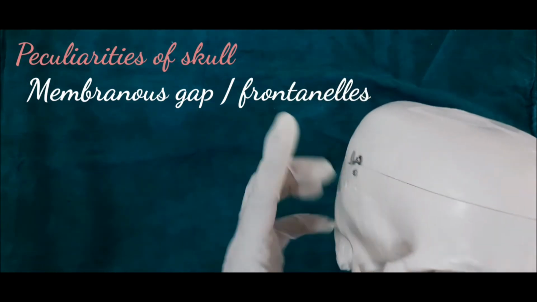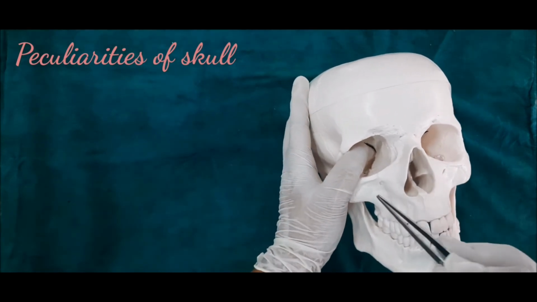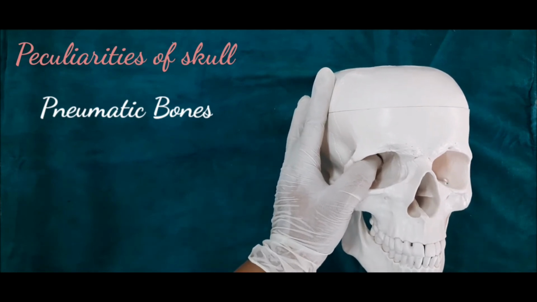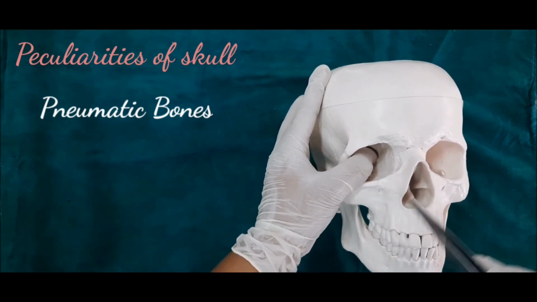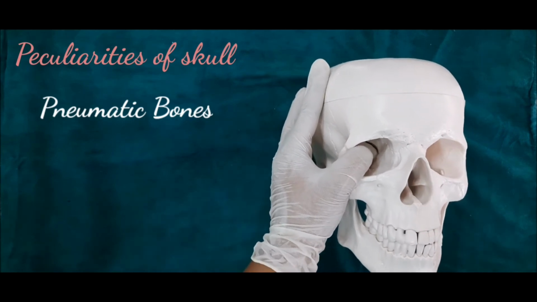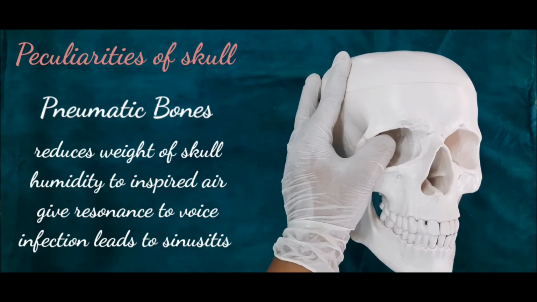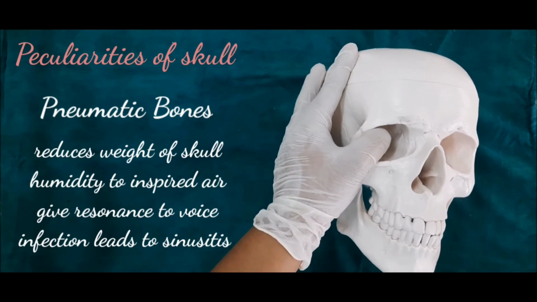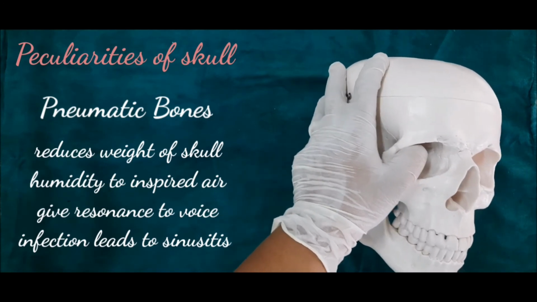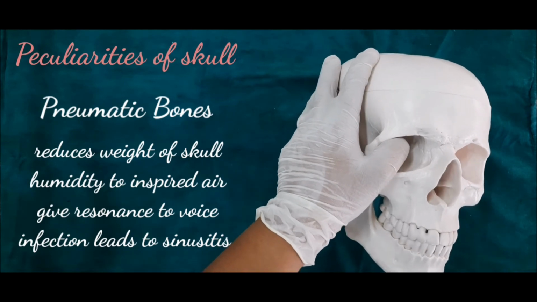Another peculiarity is that some bones like the maxilla and frontal bone have air cells within them, and because of the presence of these air cells, they are known as the pneumatic bones. The functions of these bones are that they reduce the weight of the skull, maintain the humidity of the inspired air, and give resonance to the voice. They may also get infected, resulting in sinusitis.